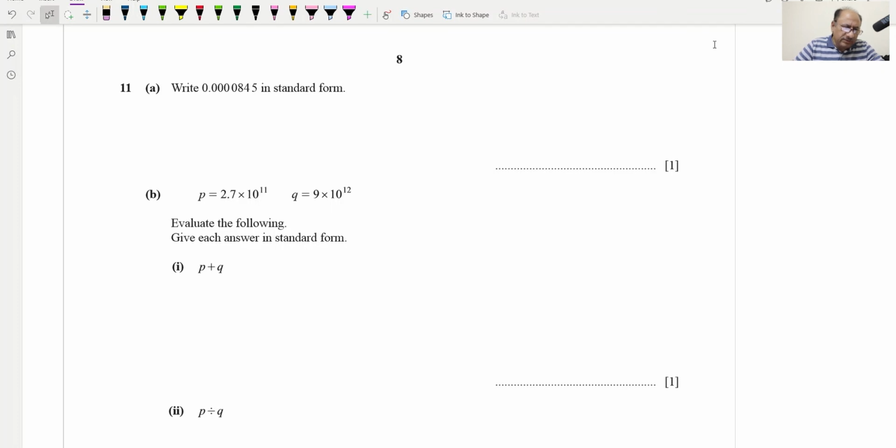We have to write this answer, 11a part, write this in standard form. Standard form means what? This decimal we have to shift after the first non-zero number, so in between 8 and 4. So how many jumps will we be taking? 1, 2, 3, 4 and 5 jumps. 5 jumps to the right, so it will be 8.45 into 10 raised to the power of 5 jumps, and if it is to the right we are taking minus, so our answer will be 8.45 into 10 raised to the power minus 5.